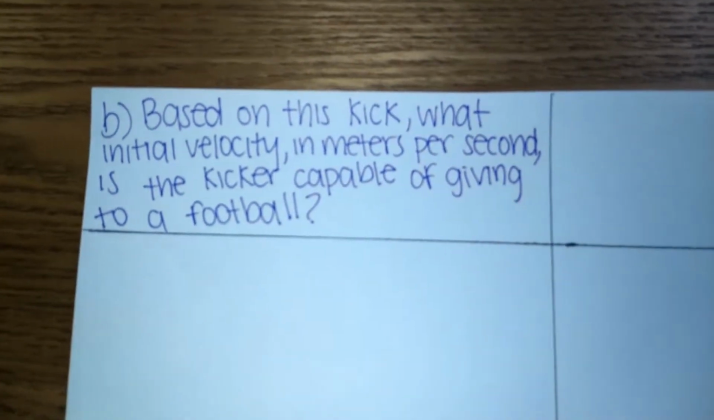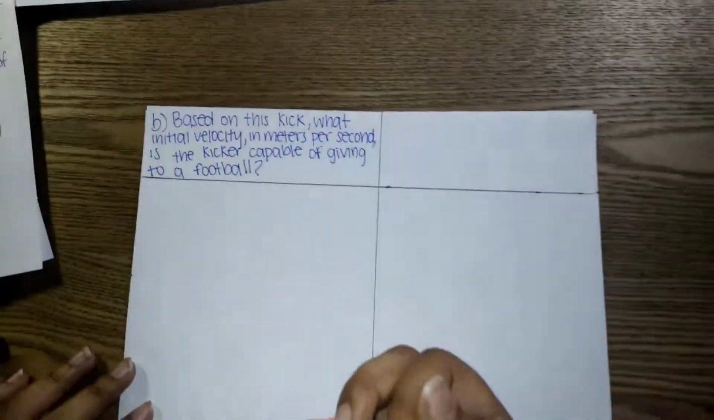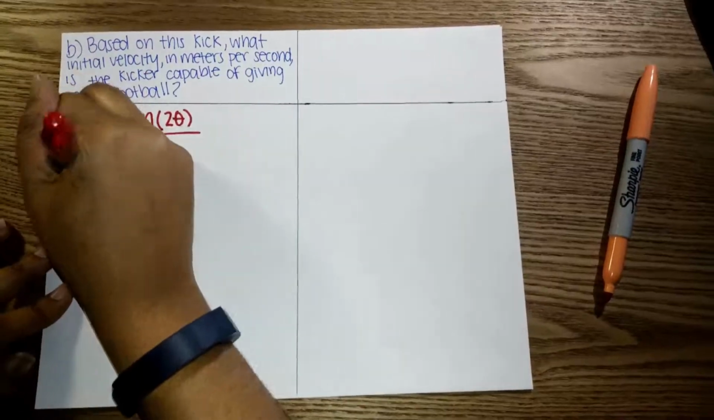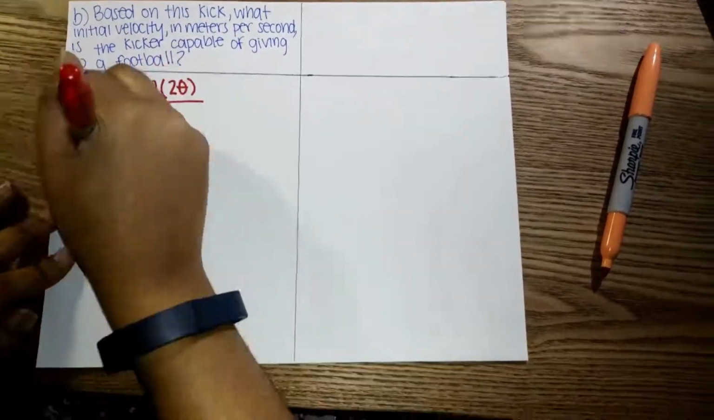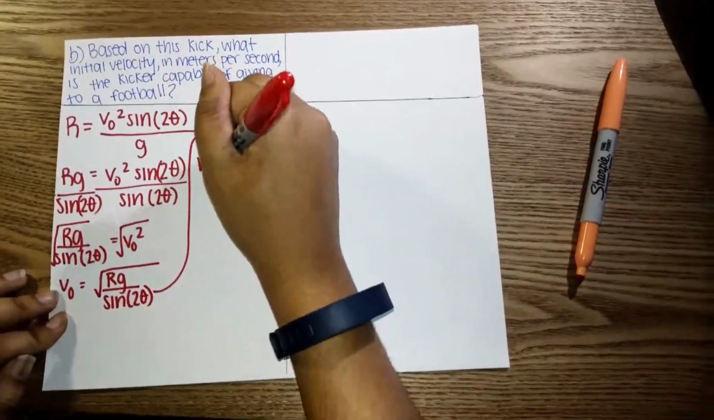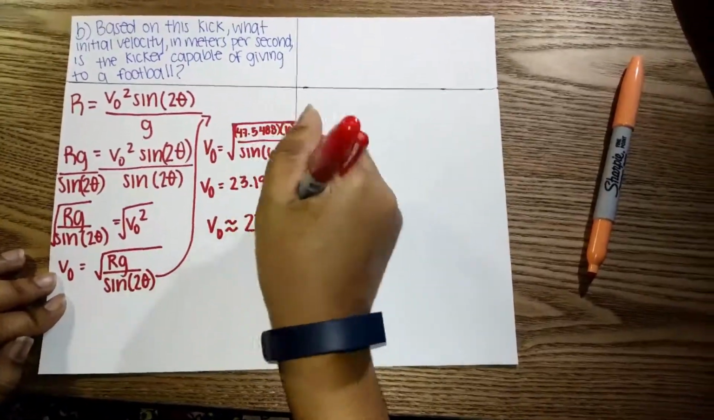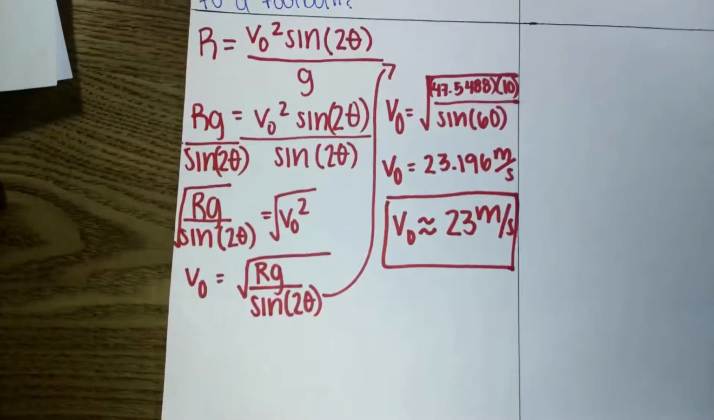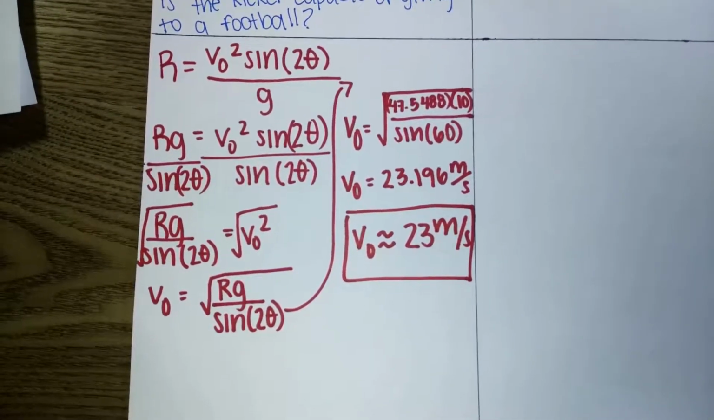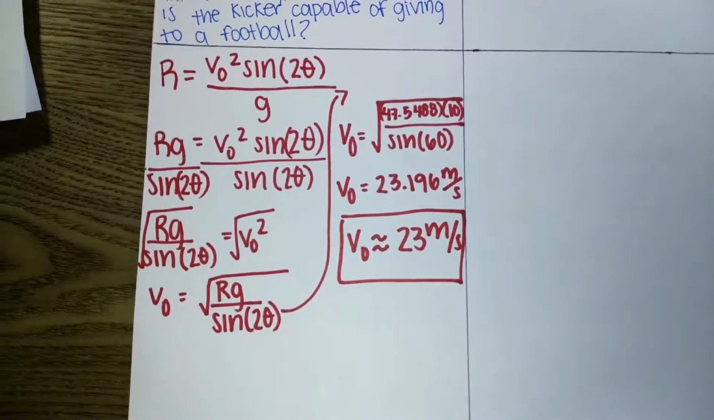Now, in part B, we were asked, based on this kick, what initial velocity in meters per second is the kicker capable of giving to a football? To solve this problem, we will need to use the maximum range equation, which is r equals velocity initial squared times sine 2 theta over g, and rearrange it to solve for velocity initial. Now we have velocity initial equals the square root of r times g over sine 2 theta. Plugging in numbers, we can solve to get velocity initial equals 23 meters per second.